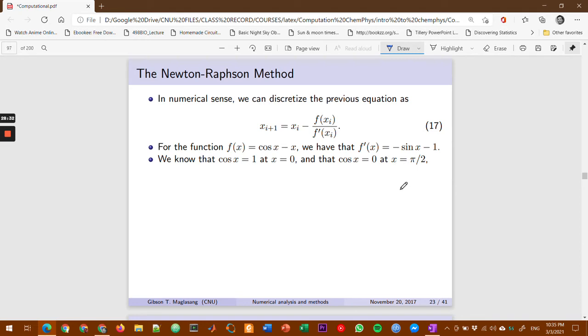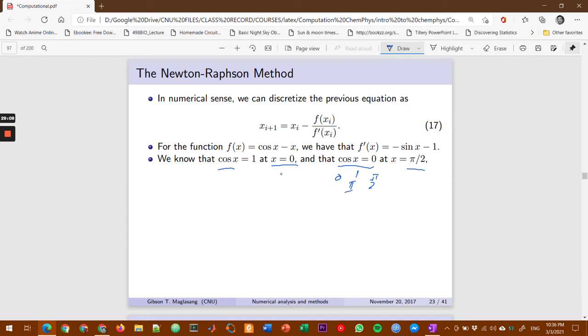Okay, we know that cosine x equals 1 if x equals 0. If x equals 0, then cosine x equals 1. And cosine x equals 0 if x equals pi over 2, right? So between 0 and pi over 2, which are the extreme values, it will be reasonable for us to use an initial value that is in between.